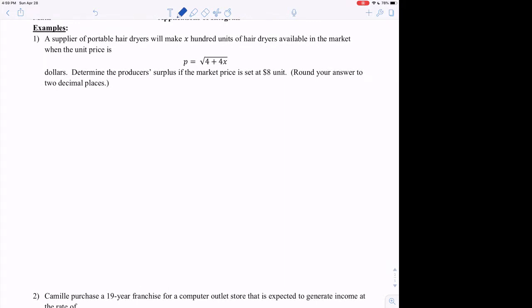So for the first one, it says supplier, so this is going to be equal to your S of X. Because this says suppliers, portable hair dryers, so this is going to be your supply function. Okay. It is given by this function, and we want to know our producer's surplus. Okay, if the market price is set at 8 units, so this means that our equilibrium point is when our market price, so that means our P is $8. So then we need to know, so that means P bar is 8, so we need to know X bar.